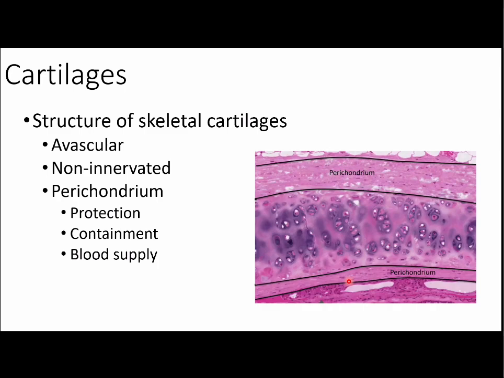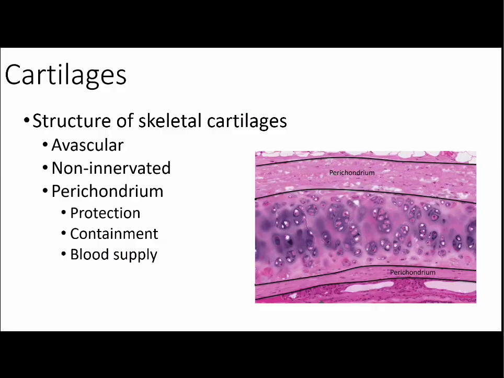It's actually made up of dense, irregular connective tissue. And this is how the cartilage actually gets its nourishment. So we have blood vessels and nutrients going through the perichondrium that will diffuse into the cartilage as needed. So the perichondrium helps to protect our cartilage, and it helps to contain the cartilage. So if there's any outward expansion in the cartilage itself, the perichondrium is going to resist that expansion and keep the cartilage where it needs to be. And again, it also has the blood supply where our cartilage gets its nourishment.